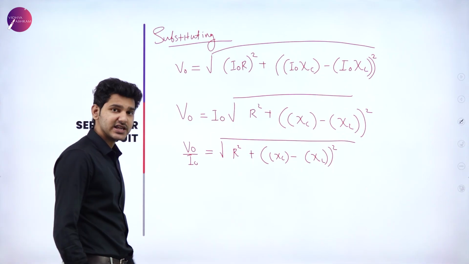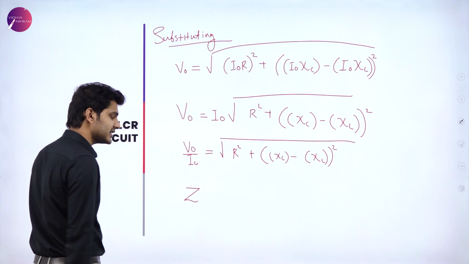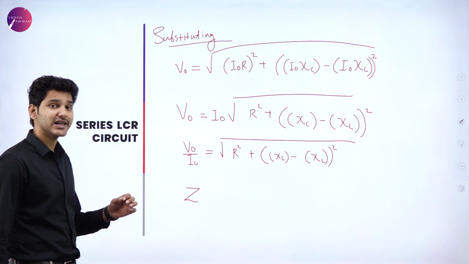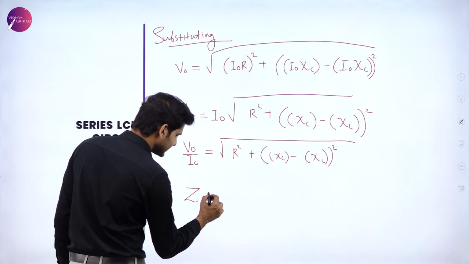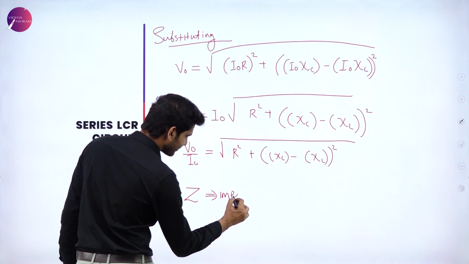This particular quantity is now known as impedance, that is indicated by the capital letter Z. So this Z is known as impedance.